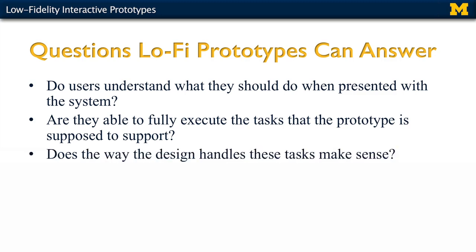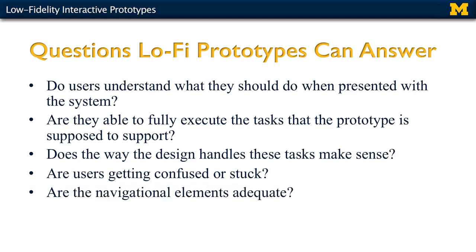Does the way that the design handles those tasks that it's supposed to support make sense, right? Are there actually better ways to do this, and the user can give you feedback on another way the same task can be accomplished? Are the users getting confused and stuck? This is one of the first things that paper prototypes and other low-fidelity prototypes reveal, is that sometimes the navigation is just broken. People forget to include, for example, the home button, so it's impossible for a user to get back to the main menu or the main screen of the application. Are the navigational elements adequate, right? Are you able to actually transition from one state to another with information that is presented on the screen? All of these issues can be addressed with prototypes that are designed in just a couple of hours.